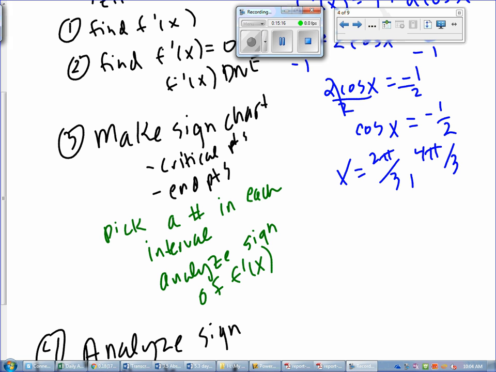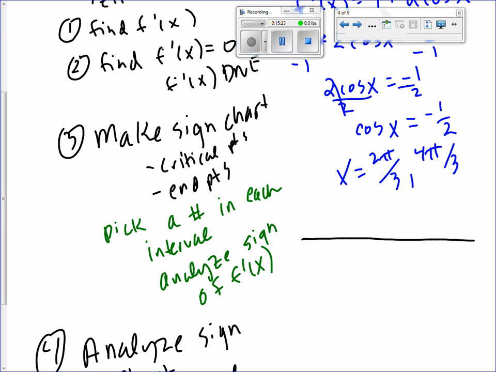So next part, we are making a sign chart. We need the critical points and the endpoints. So remember, a sign chart looks like a number line. So we're starting at 0. And then next we have 2 pi over 3, and then 4 pi over 3, and then 2 pi. So this time there's only 3 intervals. Remember, there's nothing to the left of 0 or 2 pi because those are endpoints. We're not going out to infinity.